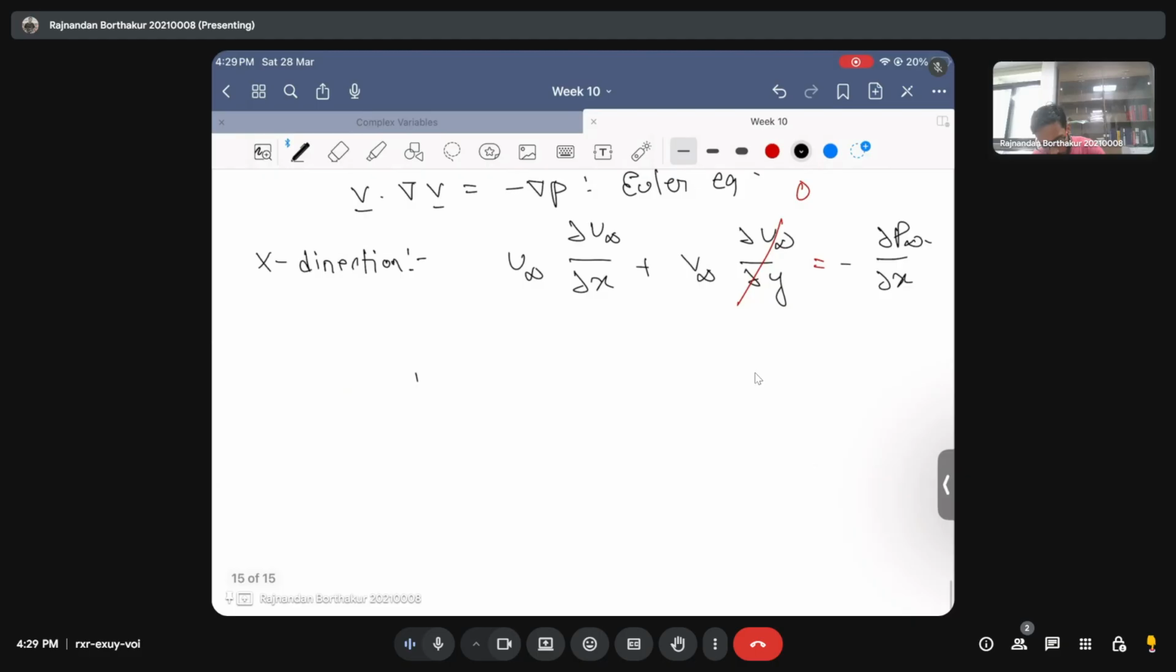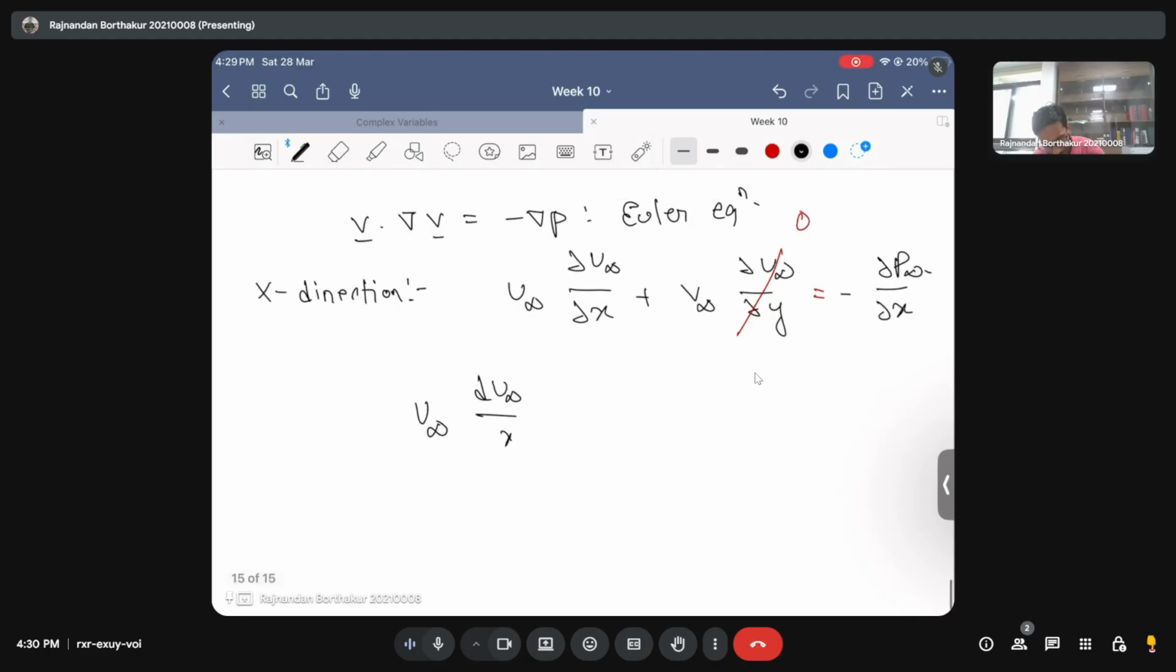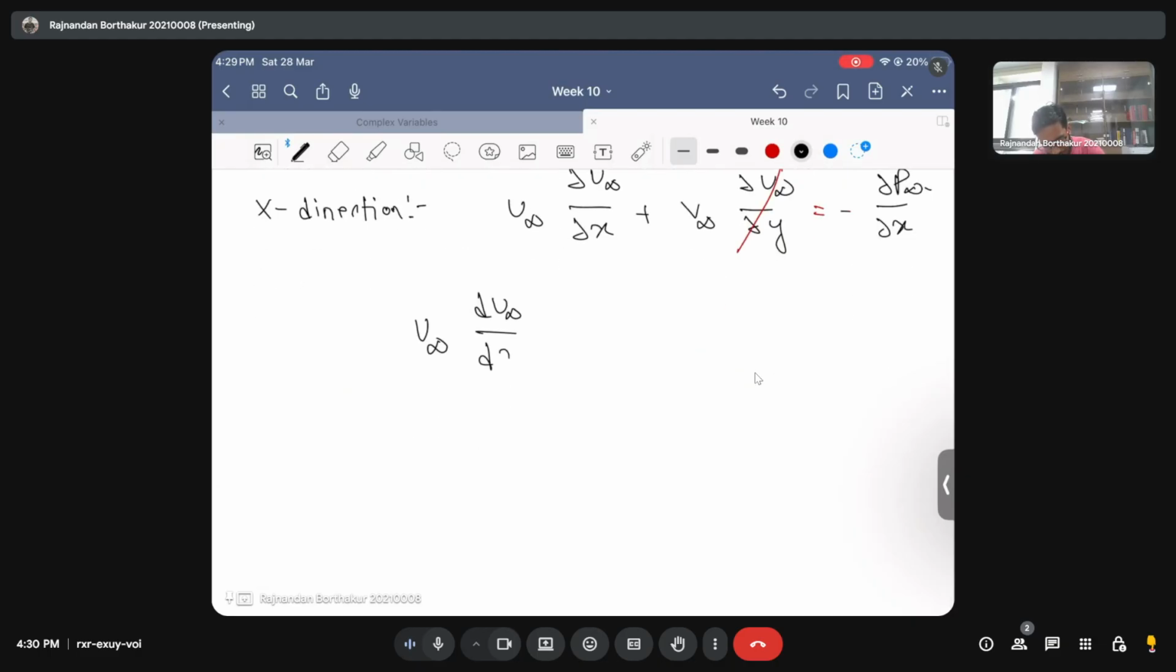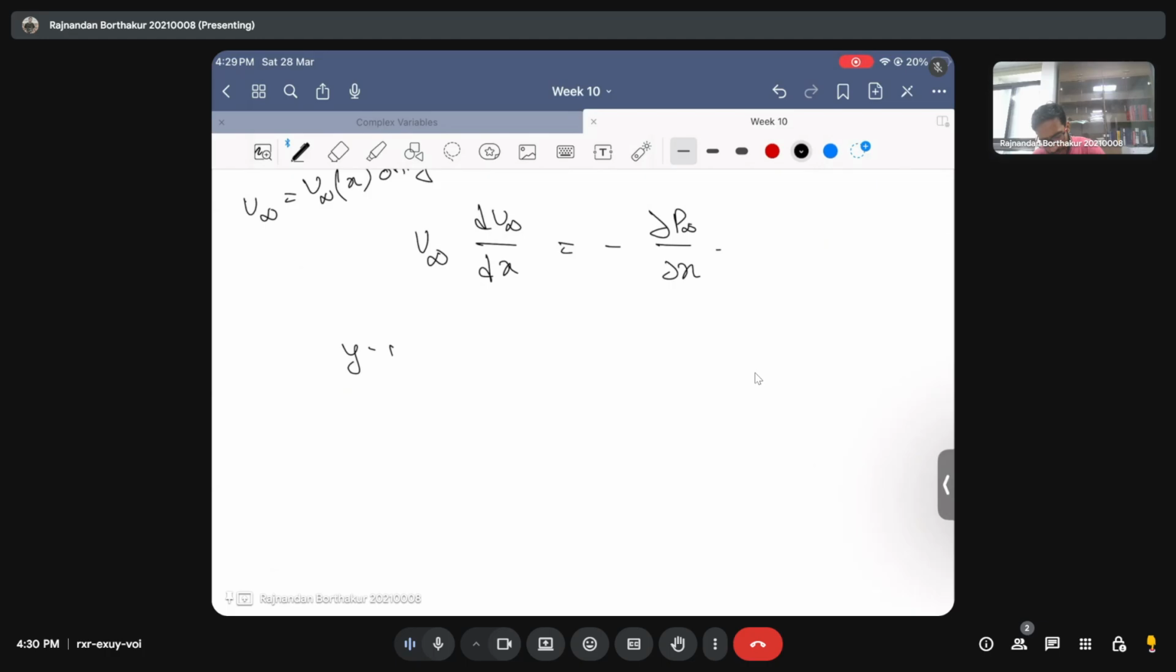So this simply boils down to u infinity times d u infinity by dx, because I know that u infinity can be a function of x only, and this is equal to minus del p infinity by del x. But if I look into the y momentum equation, I know that del p infinity by del y is equal to 0, which means I can write this as minus dp infinity by dx, because my pressure simply doesn't vary along y.